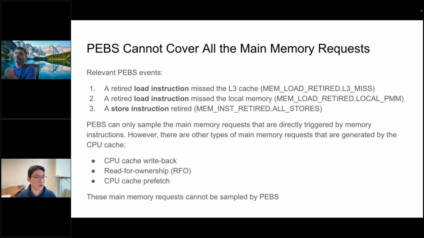And this is actually not specific to PAPS. IBS, the instruction-based sampling available on AMD CPUs, has a similar issue, because all these processor-based sampling mechanisms are more instruction-based. So they only look at the events that are directly related to the instruction. But if you look at main memory requests, we also care about the requests generated by the CPU cache, for example.